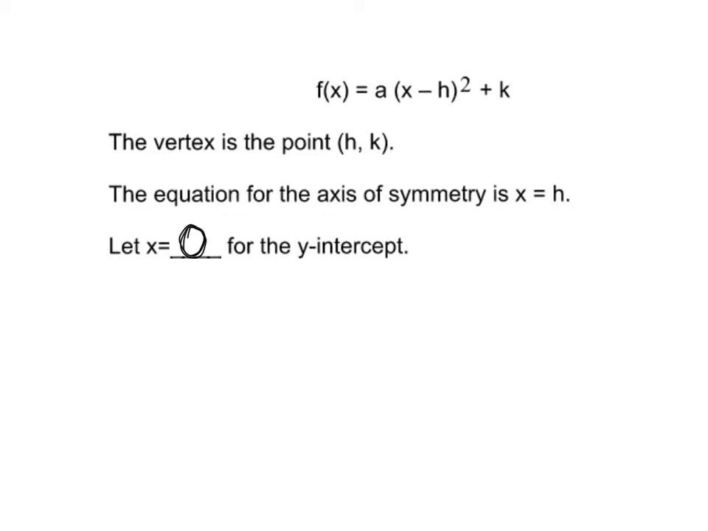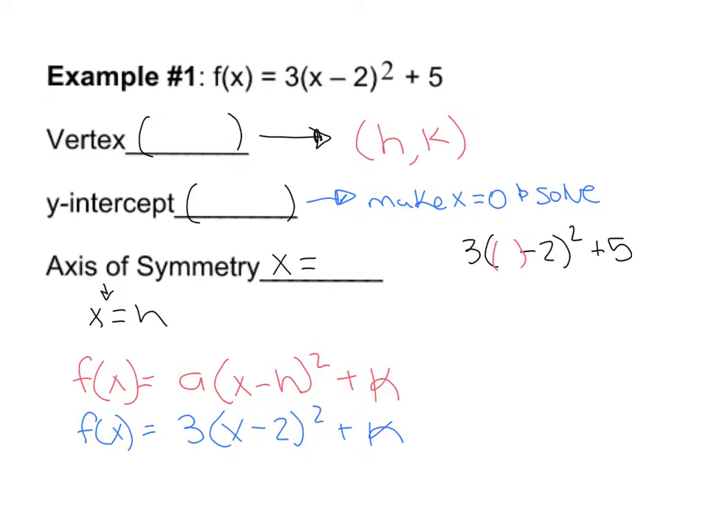All right, so vertex form is f of x, which remember is interchangeable with y, equals a times x minus h squared plus k, where the vertex is your point known as (h, k), okay? And the equation for your axis of symmetry is x equals h. And to figure out what the y-intercept is, all you have to do is let x equal 0 and then solve. So let's try a few examples.